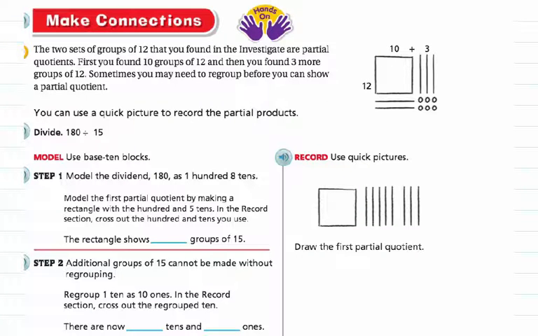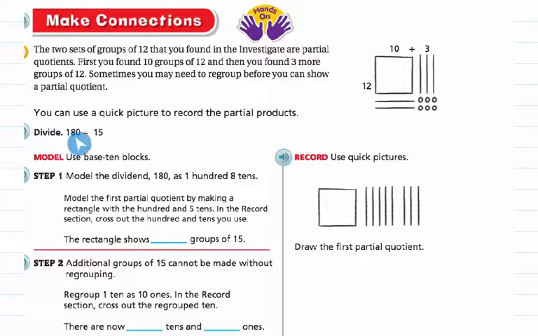Now we're going to go on to the make connections. It says the two sets of groups of 12 that you found in the investigate are partial quotients. First you found the 10 groups of 12, and then you found 3 more groups of 12. Sometimes you may need to regroup before you can show a partial quotient. So it says you can use a quick picture to record the partial products.